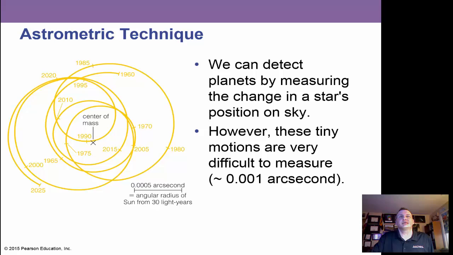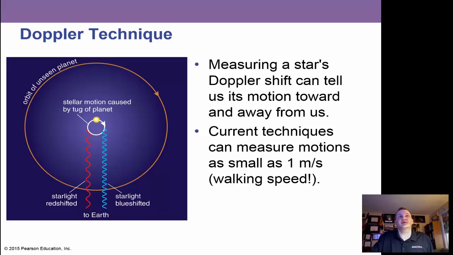So we know that. And so we can detect a planet's measuring by the change in a star's position in the sky. However, I'll clue you in on this. These tiny motions are extremely difficult to measure. They are nearly unmeasurable, pretty much. So that's not a good way.